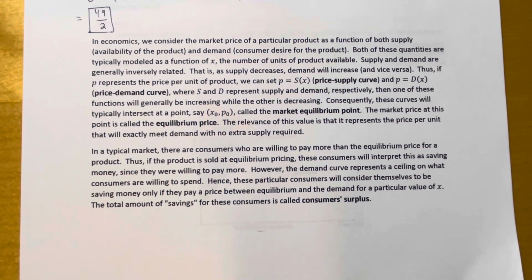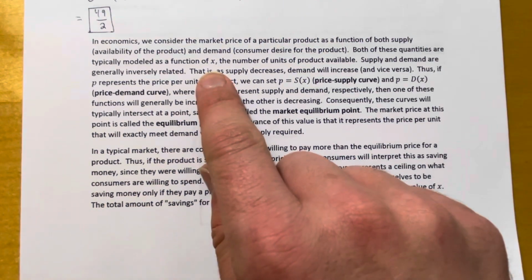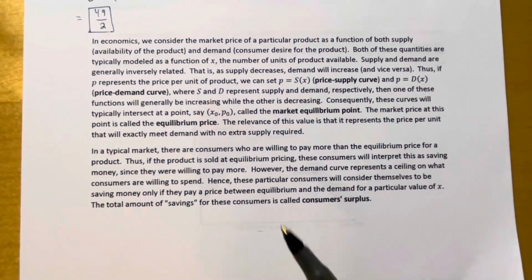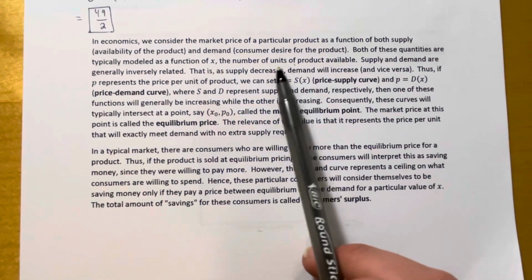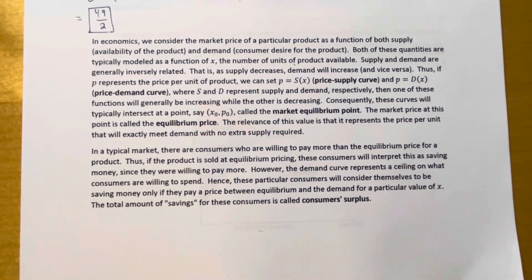So in addition to that, both of those factors, both supply and demand, are usually modeled as a function of x, where x is what we have been calling it for a lot of these application problems. It's the number of units of product that are available to be sold. So they have been produced and are ready to be sold. Okay. The more products that you have produced, the greater your supply. So you can see directly that supply does depend on x.